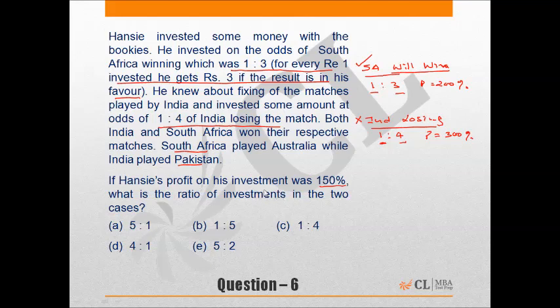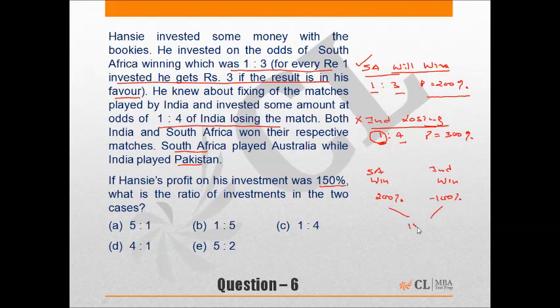Can you not apply allegation to this? South Africa won. So on account of South Africa winning, he got 200% profit. Next, India won, but he had bet on India losing. So since India has won, the 1 rupee which he had invested has been lost completely, or it's a case of 100% loss.